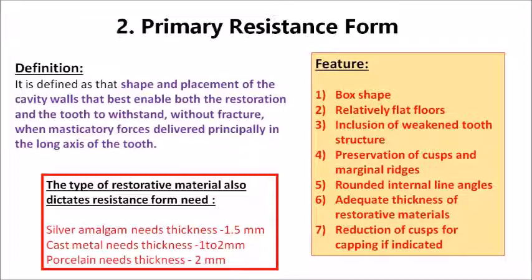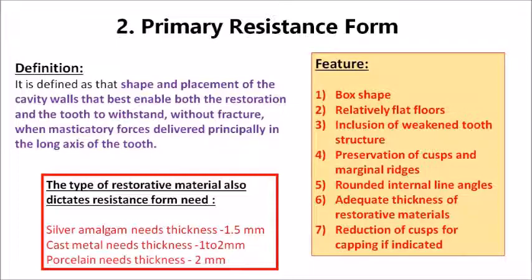The features of the primary resistance form are 7 features. This is very important, 7 features. Anything can be asked. Any feature can be asked. So firstly, you should always remember that it is the shape and placement of the cavity walls. How we are shaping and placing the cavity walls, so what all features you will have in the cavity wall, those are the features of the primary resistance form.